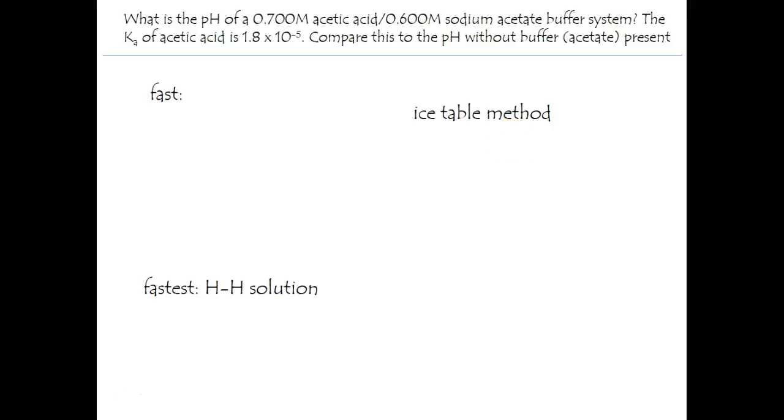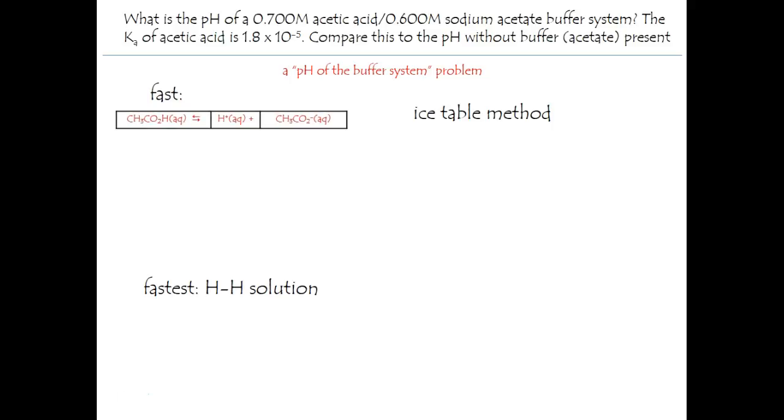The fast way is to write down the balanced chemical equation. Note, by the way, this is called a pH of the buffer system type problem since they did not create the buffer system by a chemical reaction. Instead, they simply have the two components of the buffer system present, so it's a little simpler. The chemical reaction amounts to the dissociation of acetic acid, to which they've added a little extra sodium acetate.